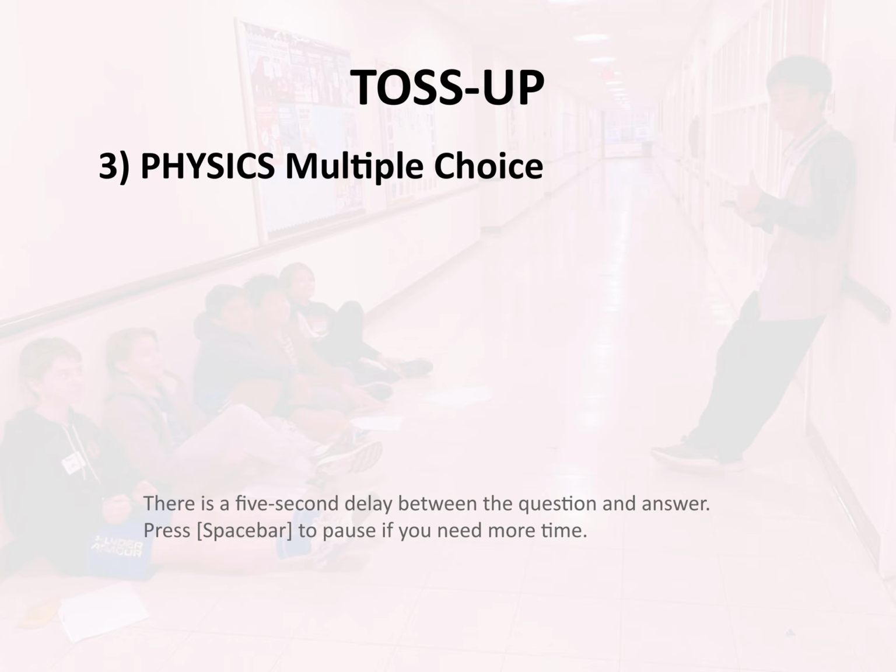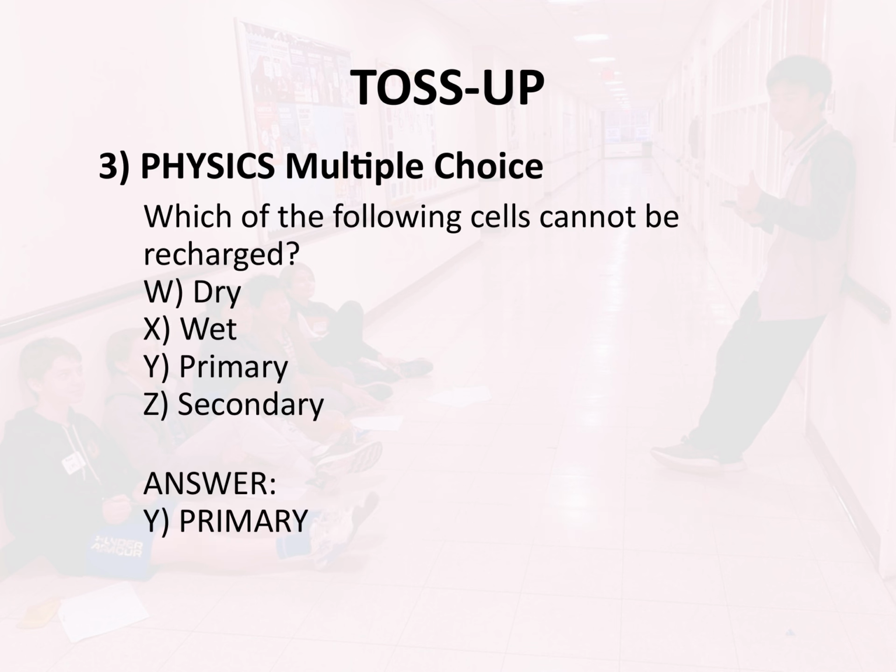Toss-up 3. Physics. Multiple choice. Which of the following cells cannot be recharged? W. Dry. X. Wet. Y. Primary. Z. Secondary. Answer. Y. Primary.